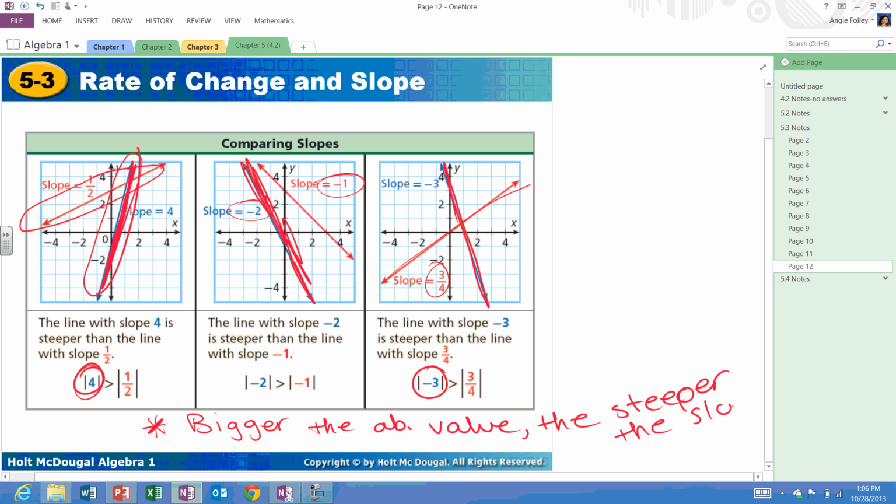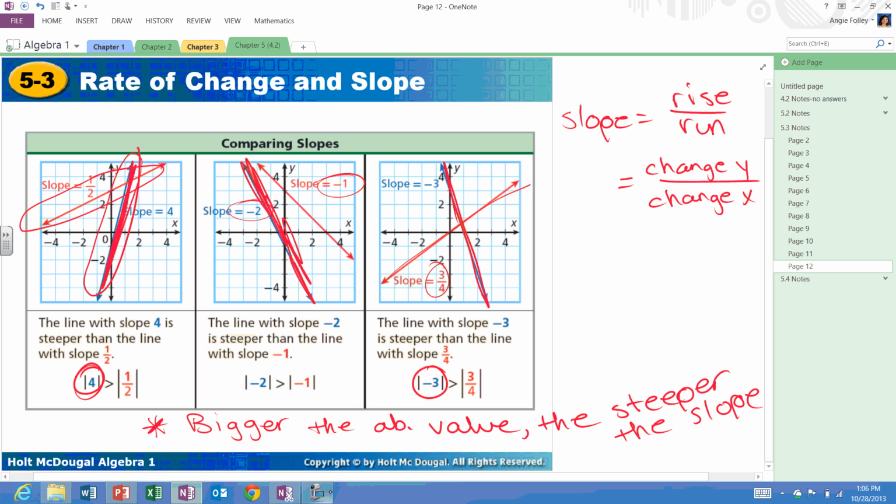If I can fit this on here. Okay, so the big thing from this lesson is to remember that the slope is equal to your rise over your run, or your change in y over your change in x. Okay, and we're done.